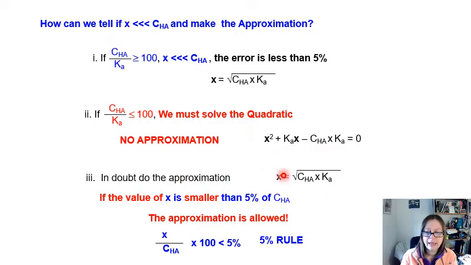We're going to say X equals the square root of the nominal concentration times Ka. If what we find for X is smaller than 5% of the nominal concentration, then our approximation was allowed and we have the result. This is what we call the 5% rule. If X divided by the nominal concentration times 100 is less than 5%, our approximation is allowed.